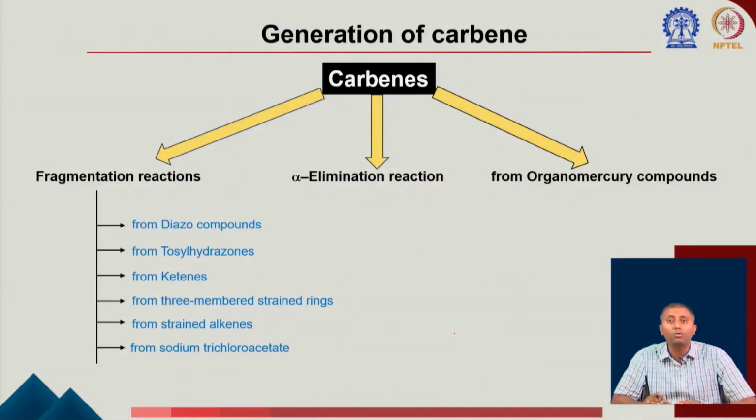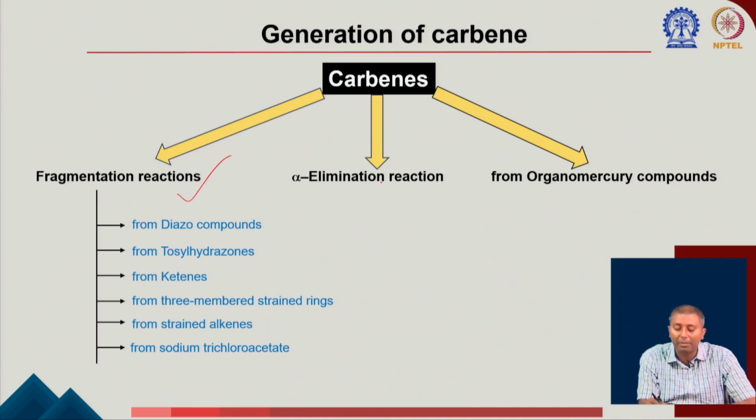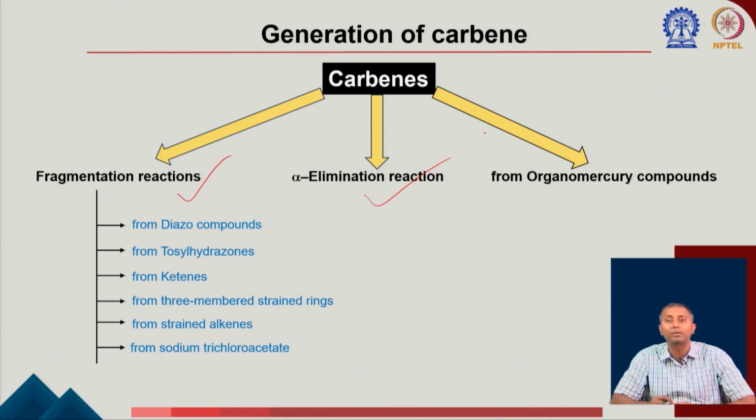So I have already talked about their geometry, their molecular orbitals, and now I am going to talk about some of the methods of how to generate carbenes. There are different methods like fragmentation reaction, elimination reaction, and then you are going to find how to generate carbenes from organomercuric compounds.